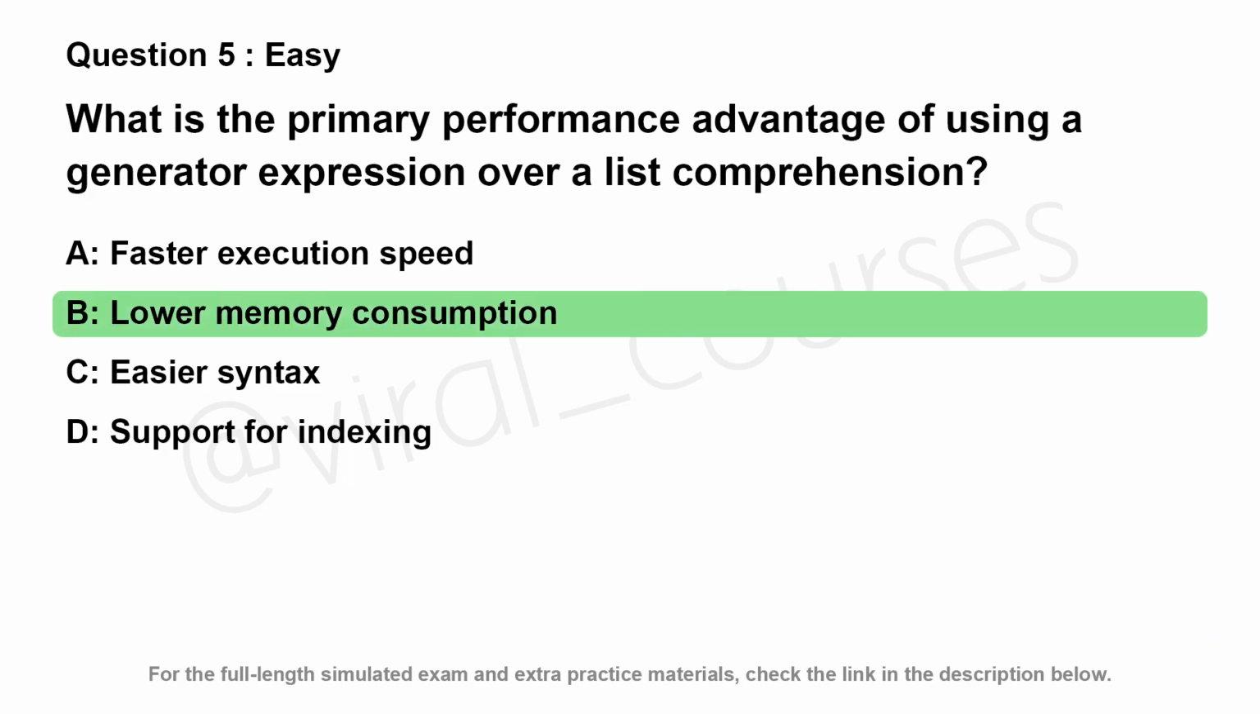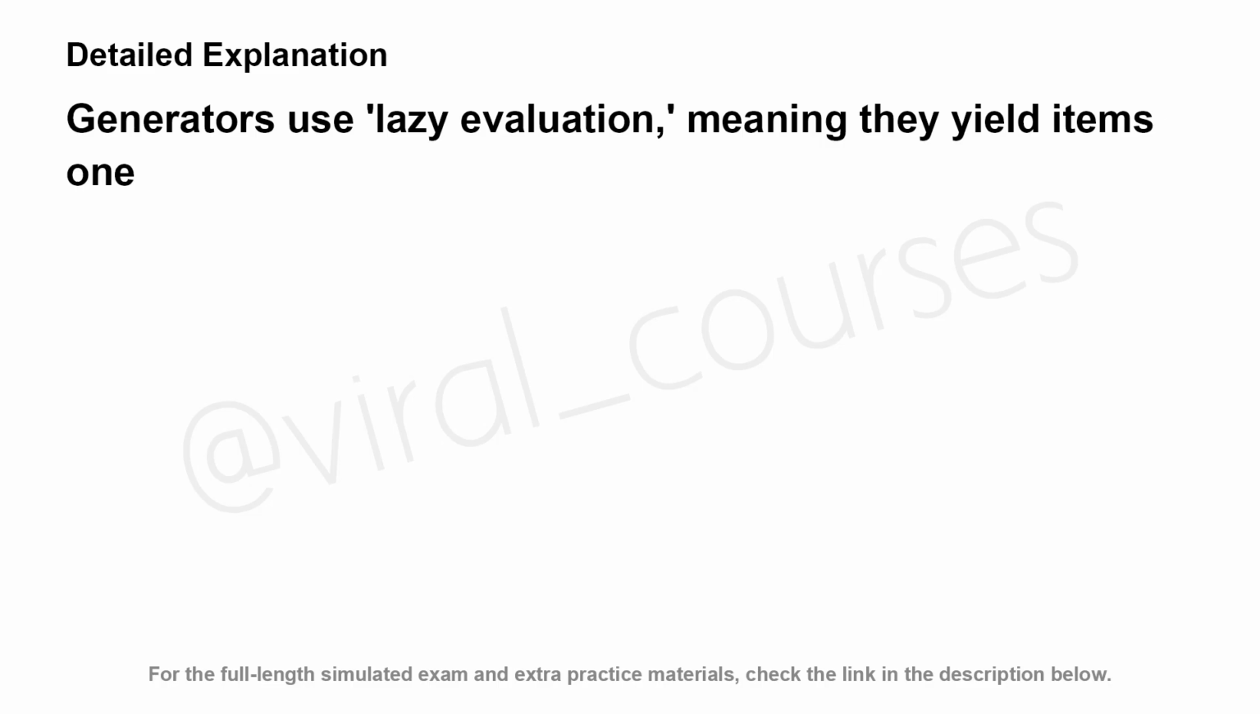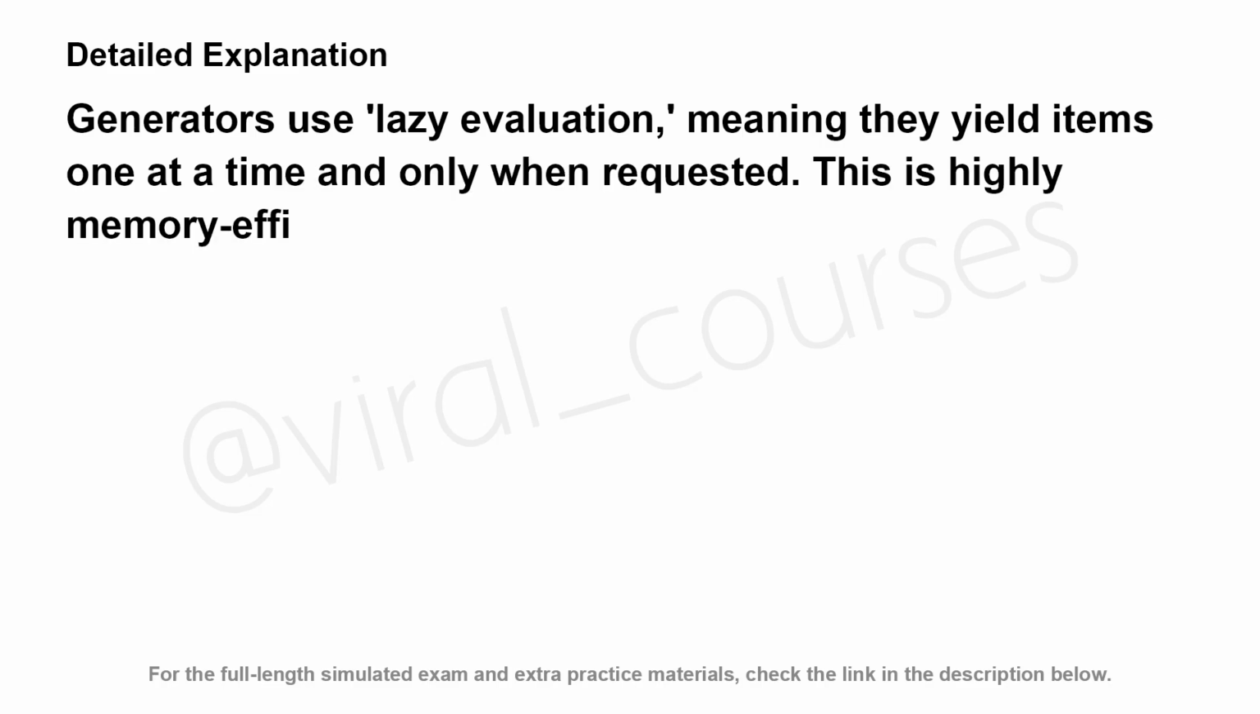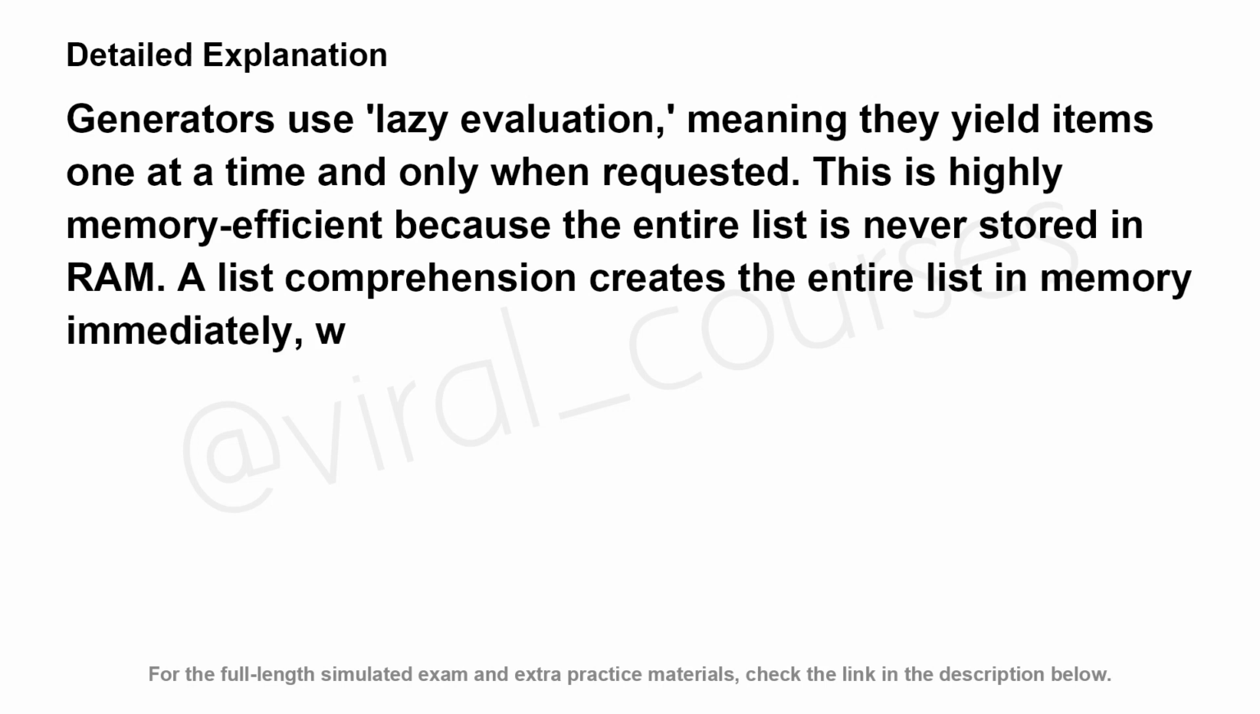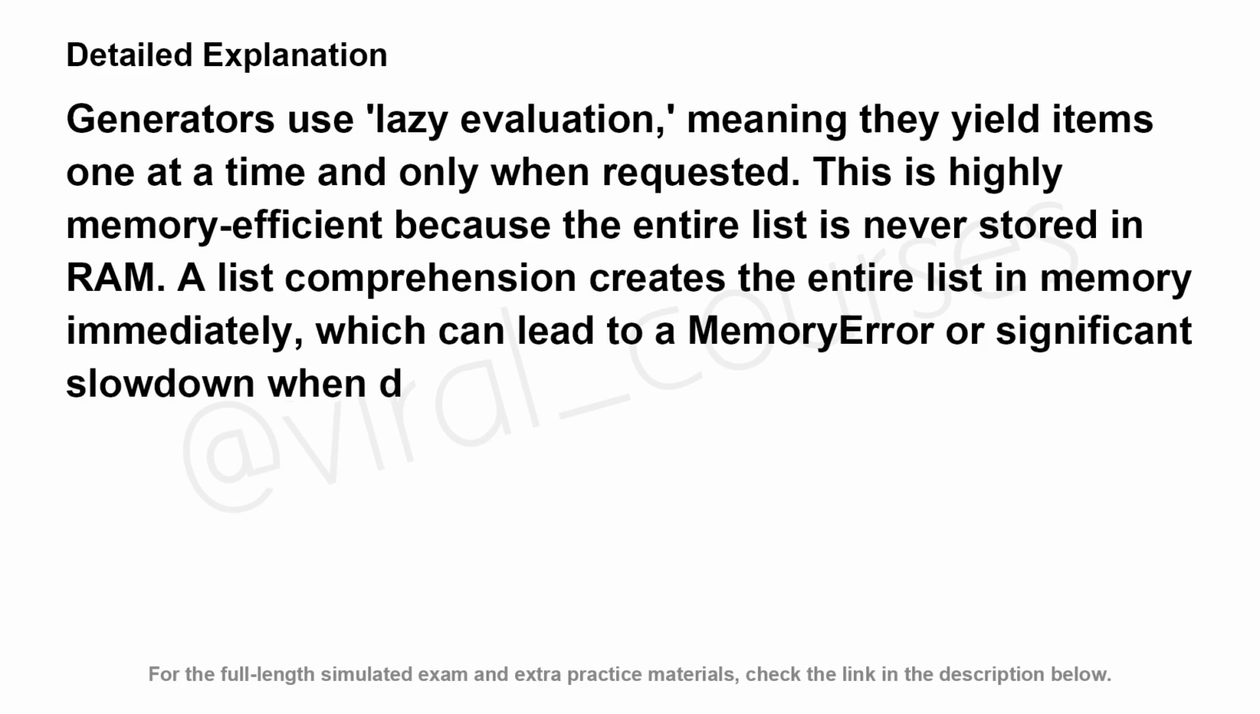The correct answer is B. Generators use lazy evaluation, meaning they yield items one at a time and only when requested. This is highly memory efficient because the entire list is never stored in RAM. A list comprehension creates the entire list in memory immediately, which can lead to a memory error or significant slowdown when dealing with large datasets.